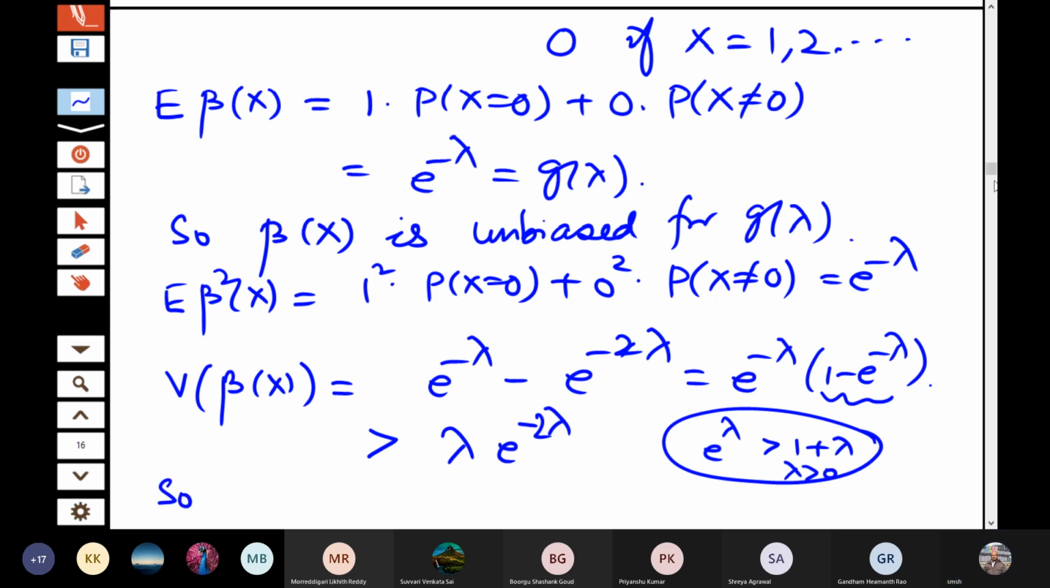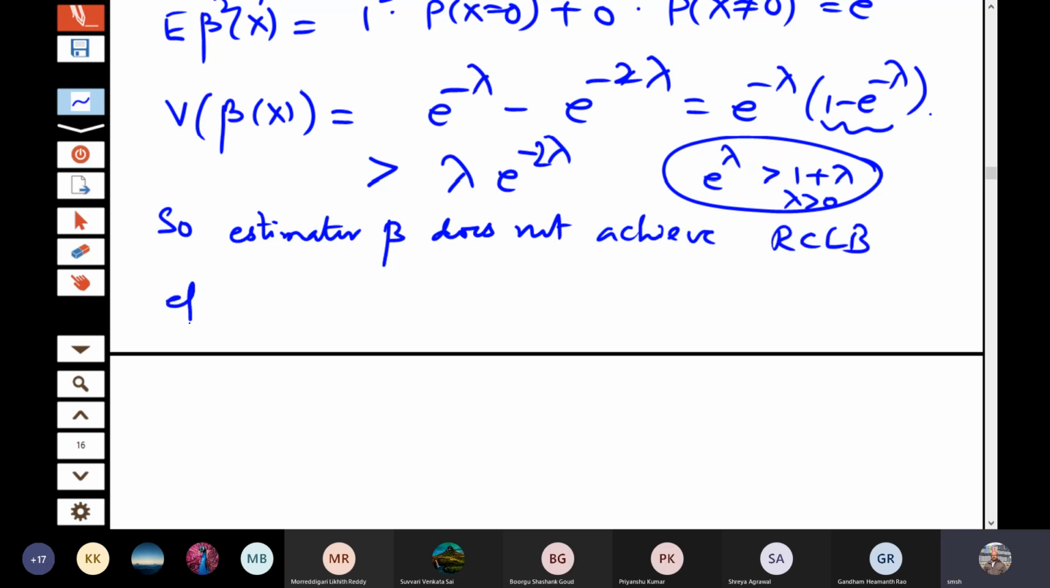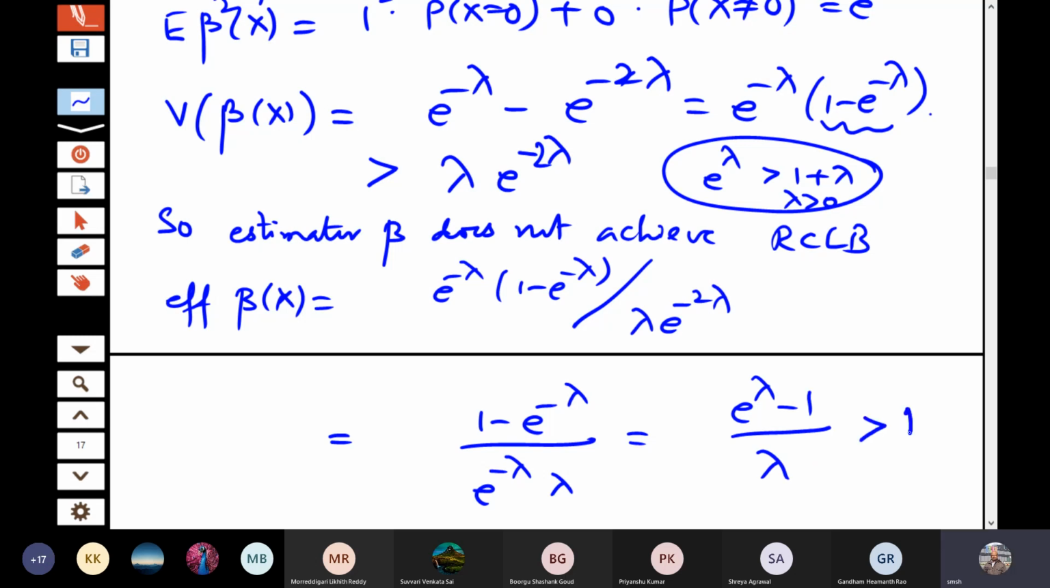So estimator beta does not achieve the RCLB. So actually the efficiency of beta, that is variance of this, that is e to the power minus lambda into 1 minus e to the power minus lambda divided by lambda e to the power minus 2 lambda, which is actually equal to 1 minus e to the power minus lambda divided by e to the power minus lambda lambda, and I can write it as e to the power lambda minus 1 by lambda, which is always greater than 1.